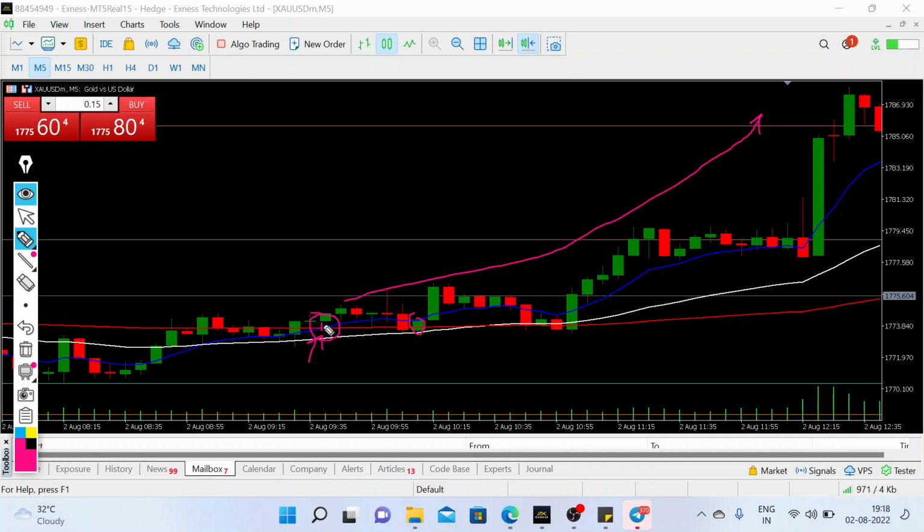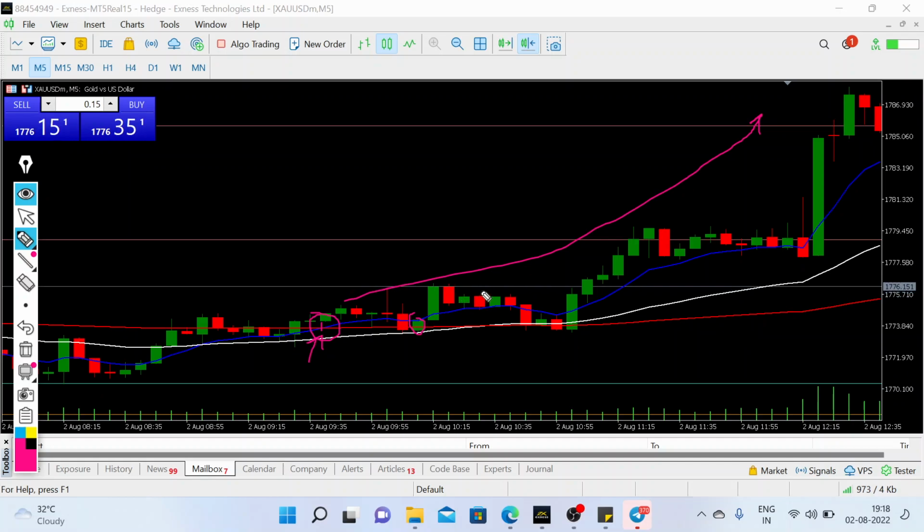So you can enter here, you can cover, or you can book your profit after $1, then you have to wait for the pullback, then you can enter again and close your profit after $1, then you have to wait, then you can follow the trend.